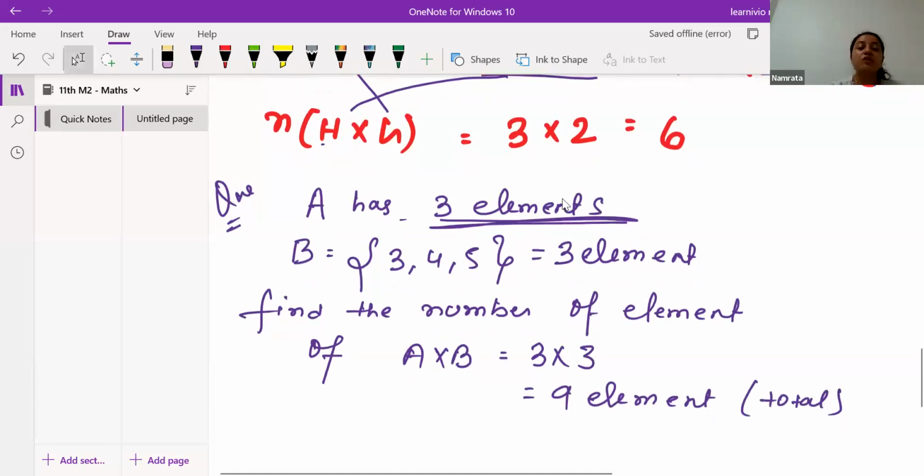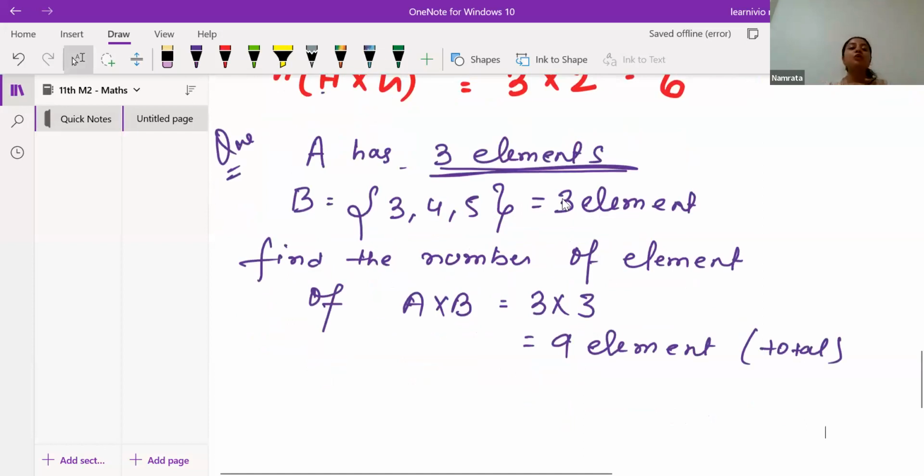So we learned 2 things over here. First, we learned how to make the ordered pairs. When A cross B is asked and A is given, B is given, how to make the ordered pairs, 1 with 2, 1 with 3, 1 with 4, how to make all the combinations like that. And the second concept is how to find the total number of elements. If the number of elements of A is known and the number of elements of B is known, then the number of elements of A cross B will be the product of both. Okay.